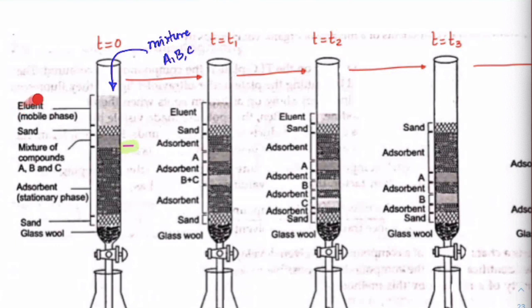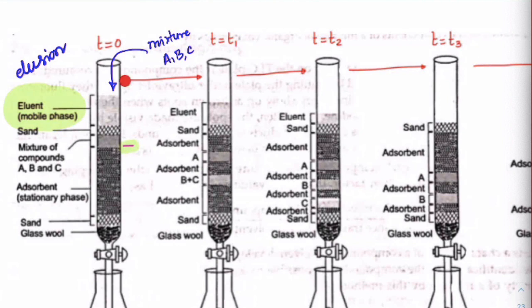Now this movement of the mixture through the mobile phase is what we call elution. Elution means a slow movement of the mixture through the solvent. This process is known as elution, and the mixture or compound which is passing through the mobile phase is called the eluent. I guess you understood that point.